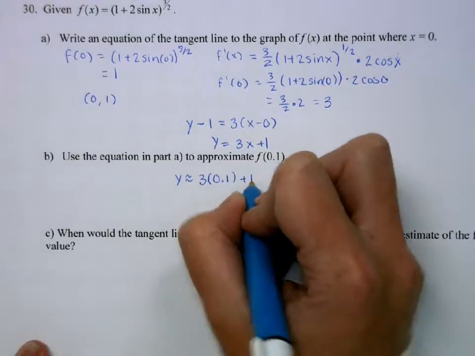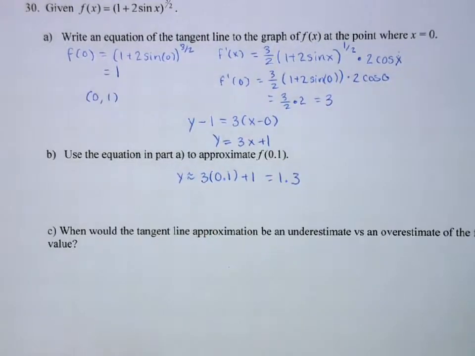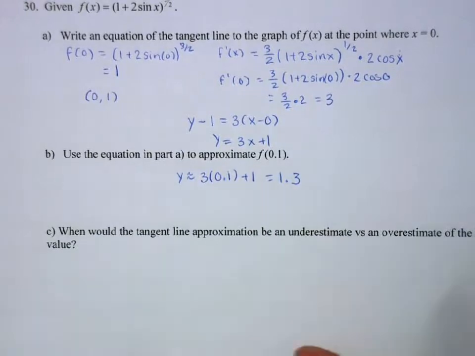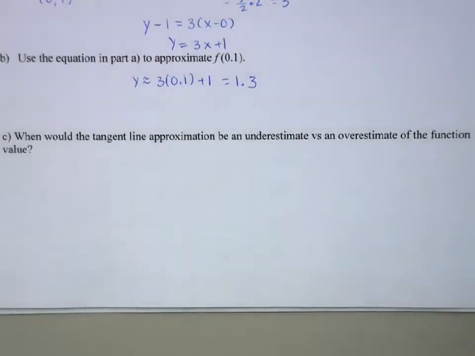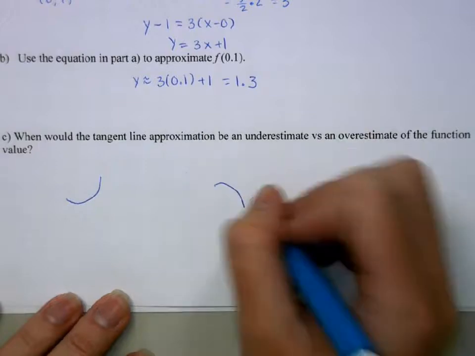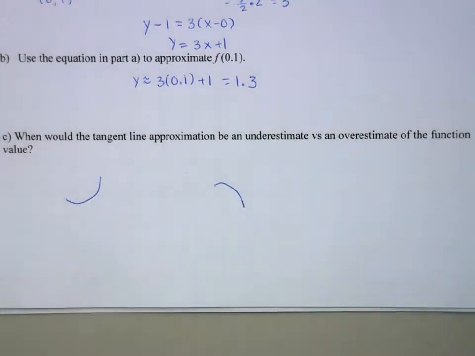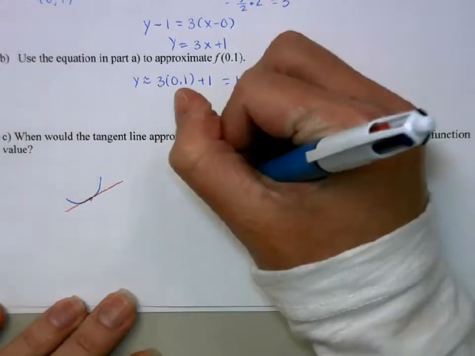So we're using the tangent line to approximate a value. So when would the tangent line approximation be an overestimate versus an underestimate? Okay, there's two cases. It depends on the concavity. Okay, if I have a graph that is concave up, it's going to look like that. If we have a graph that's concave down, it's going to look like this.